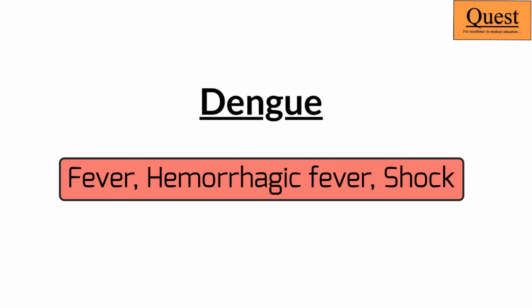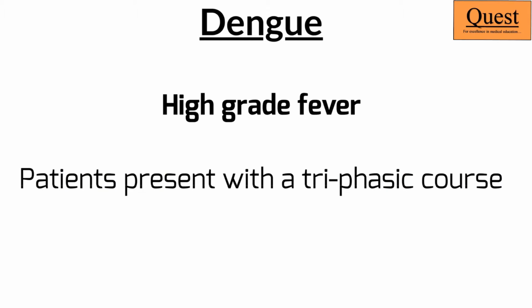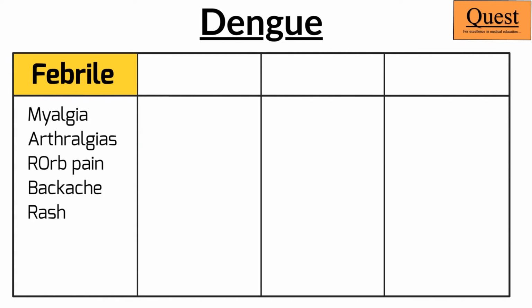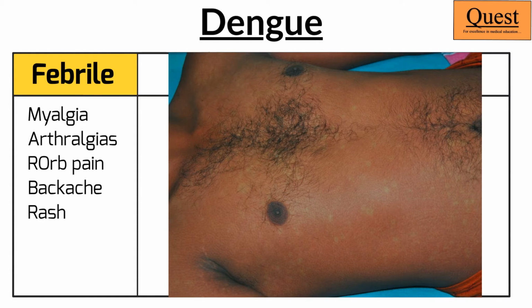If we compare malaria with dengue, again it comes with high grade fever. But patients of dengue can have a triphasic course. To begin with, patients would have fever, and this fever would be associated with severe headache, myalgias, arthralgias, and a typical rash. Patients would also complain during this time of fever of retroorbital pain. This stage of fever would typically last for 3 days or sometimes up to a week.